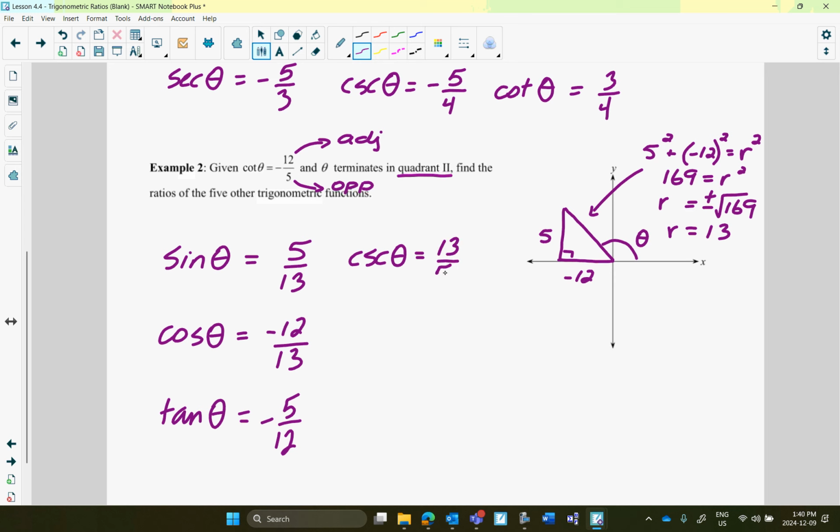Flip sine. Secant: flip cos. And we're done.